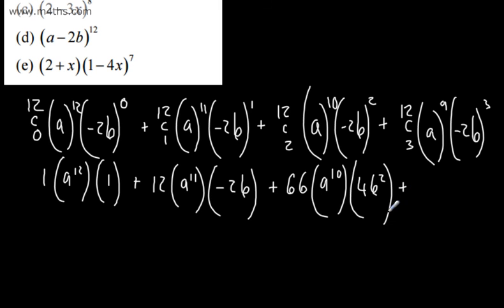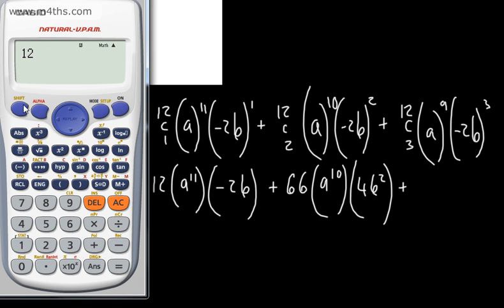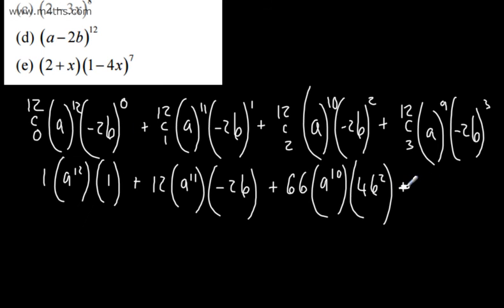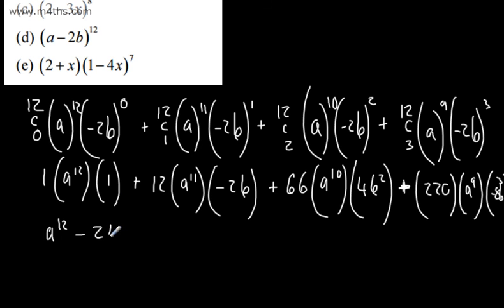If we do 12C3, what are we going to have on that? I should really be able to do it quickly, but talking and doing it is a different matter. 220, and this is going to be a minus, now in fact we'll put the plus because I'll do it: 220 a to the 9th, and then we'll have negative 8b cubed. So just tidying this up, a to the 12th, we will have now minus 24. So that's going to be minus 24a to the 11th, b to the power of 1.